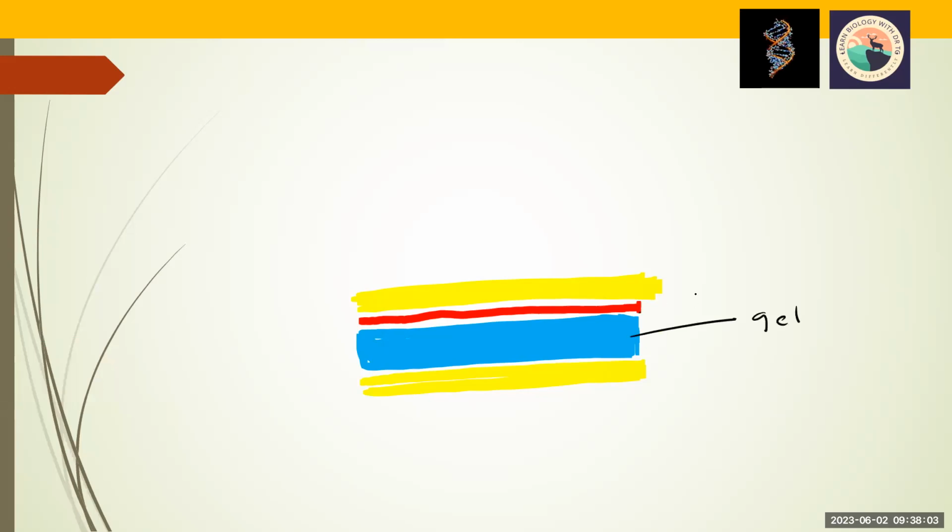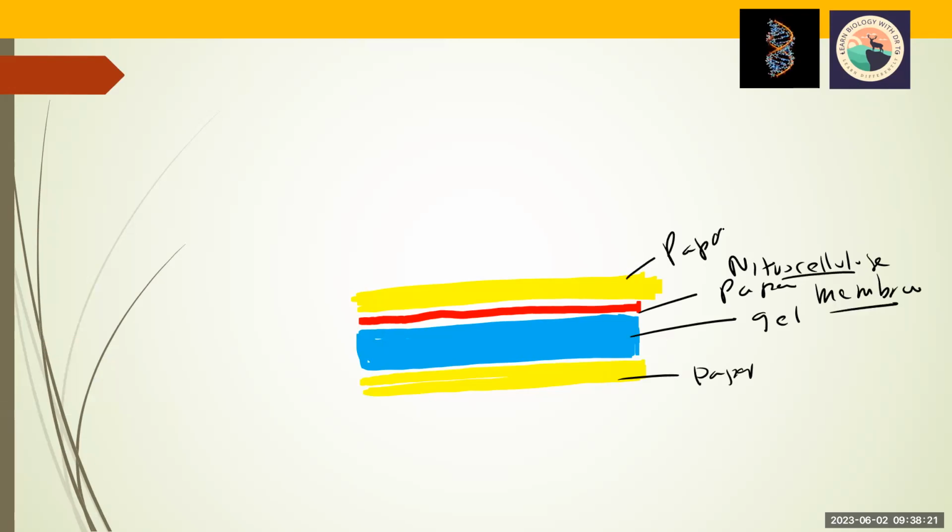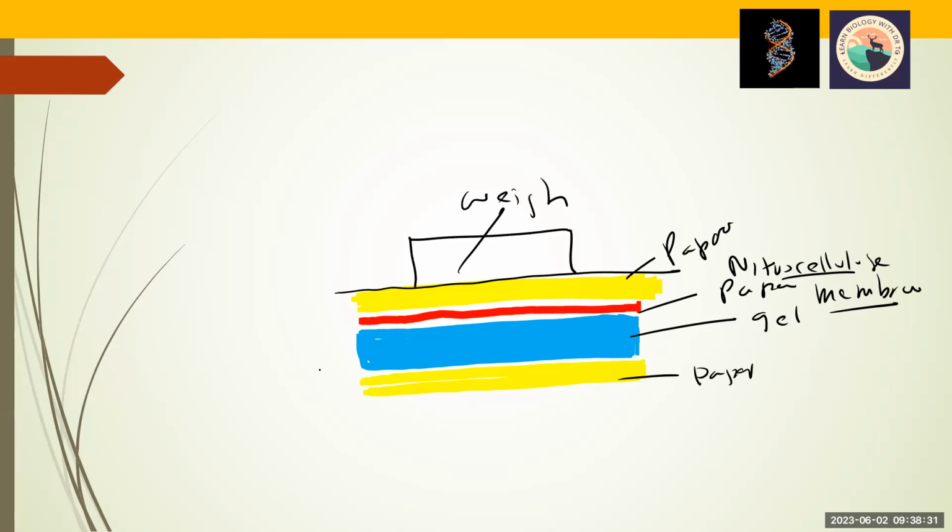Gel, paper. I just separate paper, I just nitrocellulose. That's a nitrocellulose membrane, and this is a normal filter paper. And then on top of that, we can place a weight. And then we can place this in a buffer solution. So the setup is like this generally.